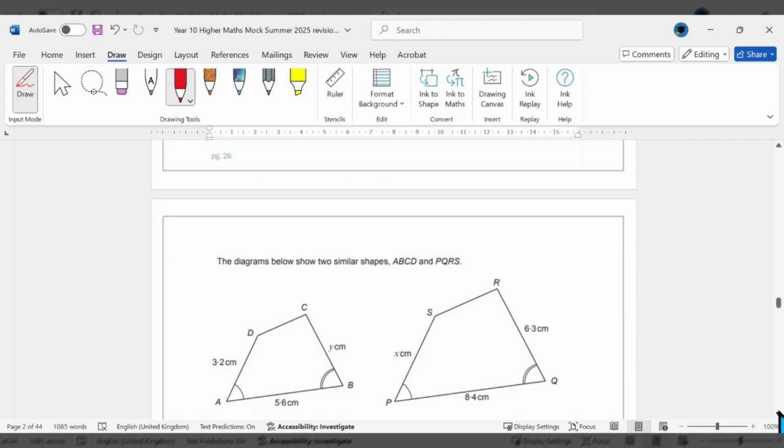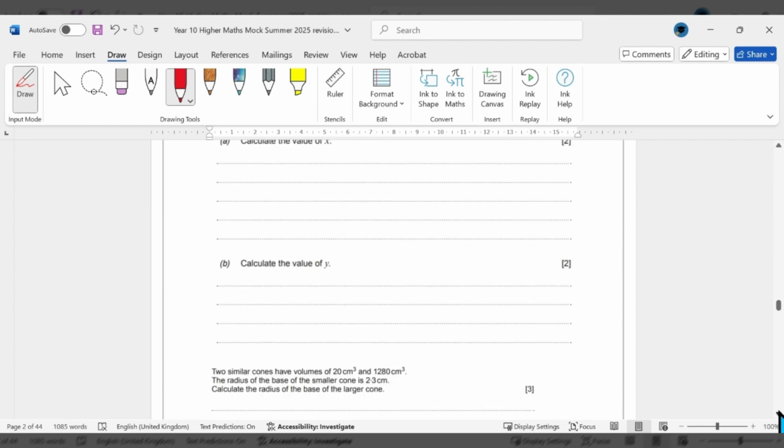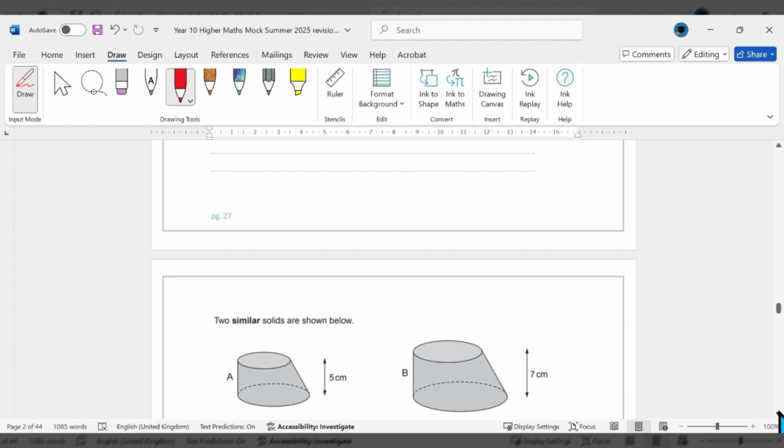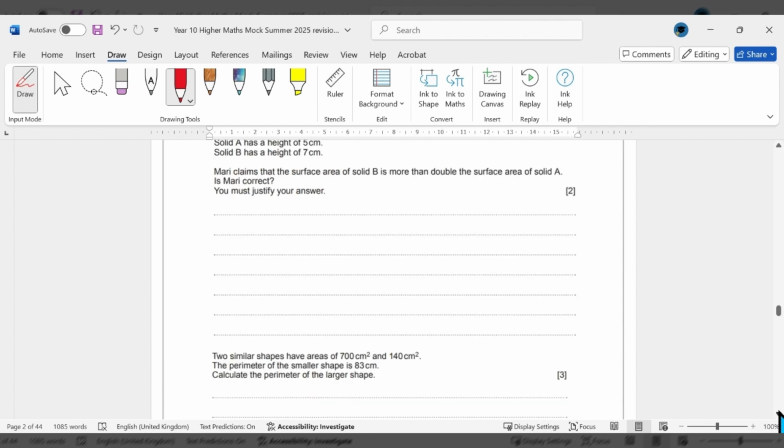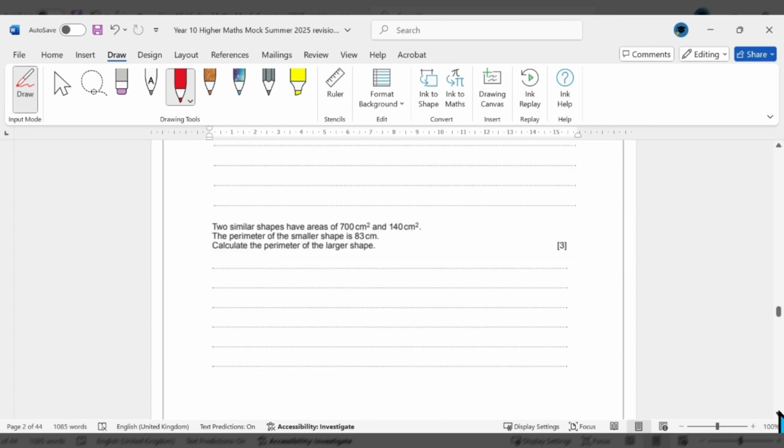Okay, the question I'm going to do here, the most similar looking thing here, I'm going to go past this and this. I believe we'll try this one here. Two similar shapes have areas of 700 and 440. So basically, we've got a shape here and a shape here. I don't even know what they are in this because it doesn't matter. The area of the little one is 140. The area of the big one is 700.